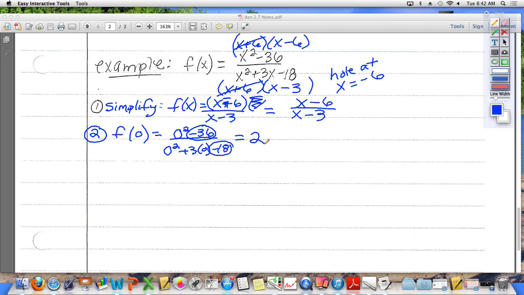So if I'm going to start graphing this, in other words, what I'm doing right now is I'm starting step 7 right now. I have a y-intercept of 2. So I'm going to go to 2. I'm going to put a point.